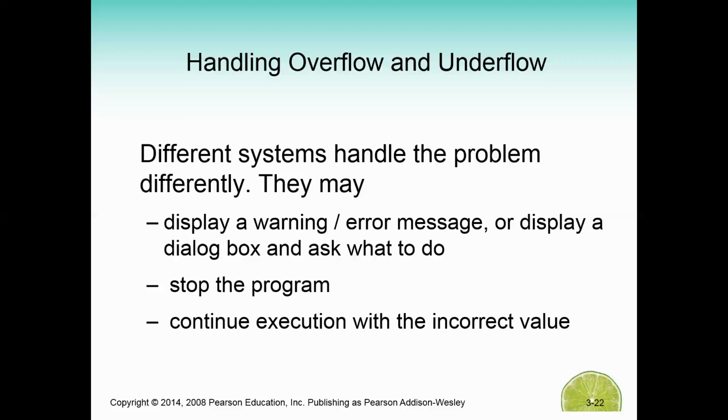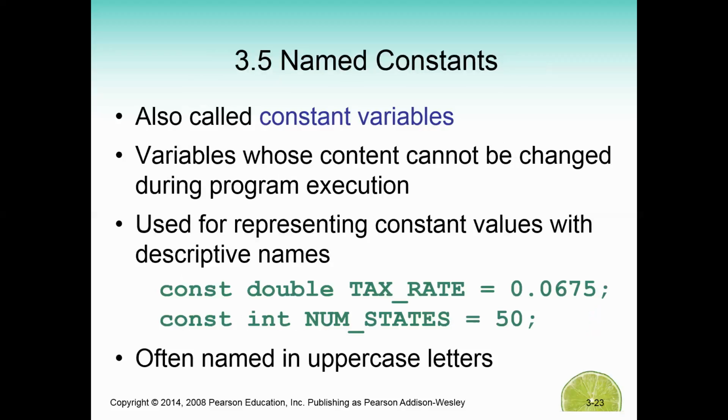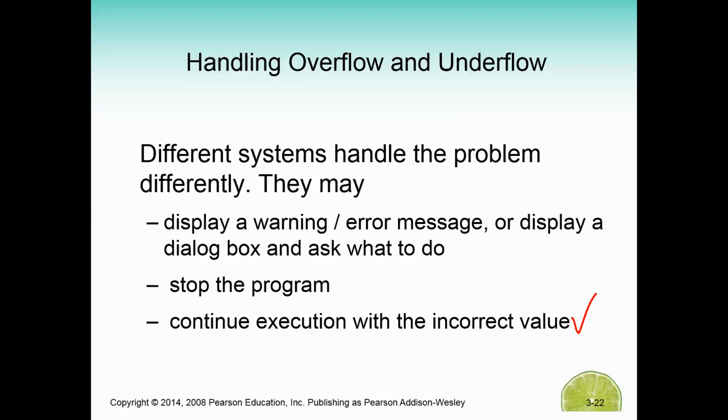So how do we handle this overflow? Different systems handle it. Sometimes they give us a warning or an error message or display a dialog box. In our system, it will not do it. It will not stop the program. It will just continue execution with the incorrect value. So it's going to give us a logic error, just like what happened when we were changing Celsius to Fahrenheit and we were not getting the correct value. So we have to be aware of that. You will find more examples of this in your book.